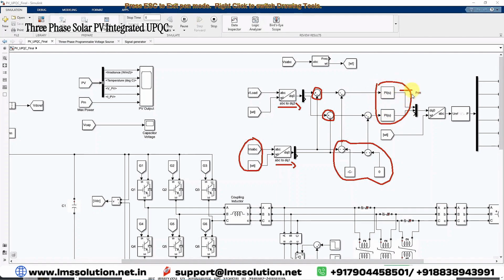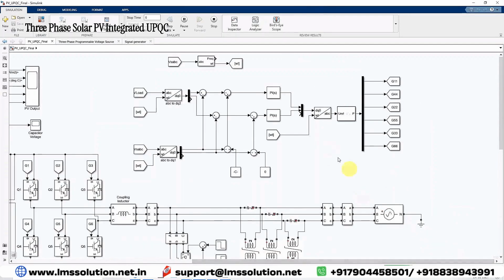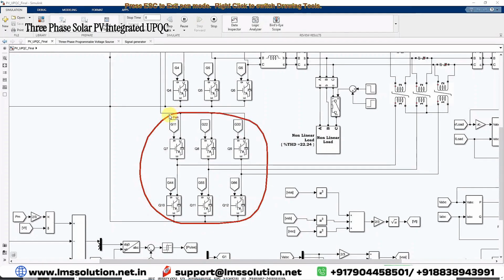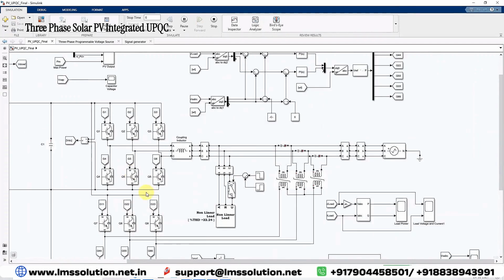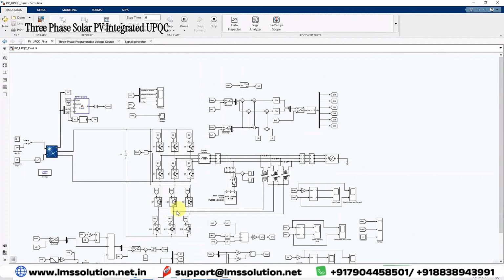It will generate two signals, nothing but the VSCD and VSCQ, that are going to be converted into ABC by means of DQ naught to ABC conversion, and then processed via the PWM generator. It will generate the pulse for the series voltage source converter. This pulse is going to be given to this voltage source converter. This series voltage converter is connected via the series transformer to the grid. Both the shunt voltage source converter and the series voltage source converter are connected to the solar PV system, and are powered from that solar PV system.